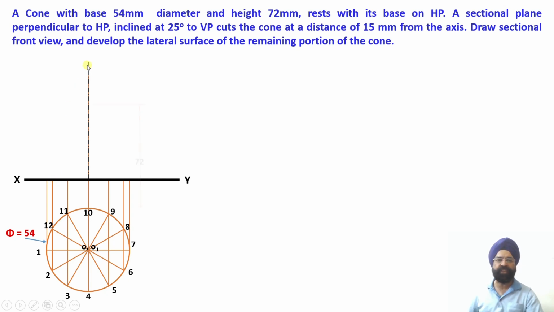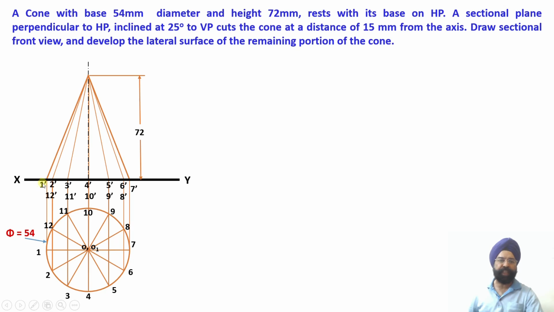Now once the axis is known, I can mark the axis point. So the axis is equal to 72 millimeter, and I get the point of the apex. Having obtained the apex point, I can join all the slant generators of this particular cone. Next I mark the base points. These are the front view projections of all the 12 points of the base, drawn onto the XY reference line.